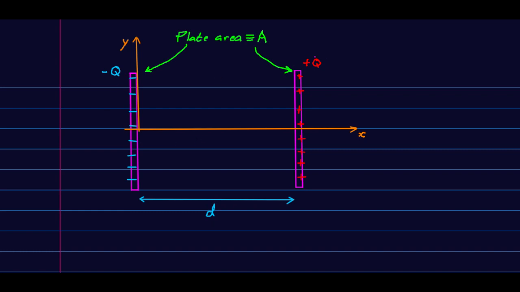I've defined the charges, we know the plate area, and let's say the distance between the plates is d. And furthermore, I'm allowed to just arbitrarily say I want the potential to be zero on this plate. So I've set V equals 0 where x equals 0. That's going to be convenient.